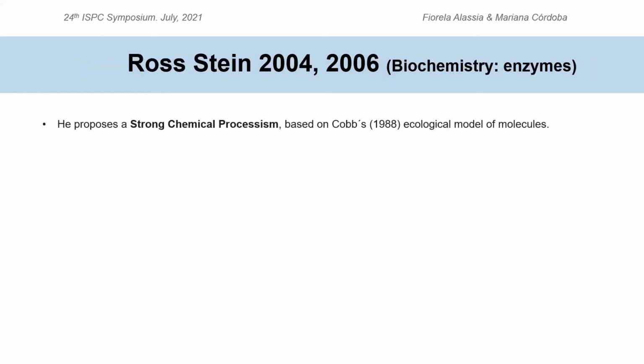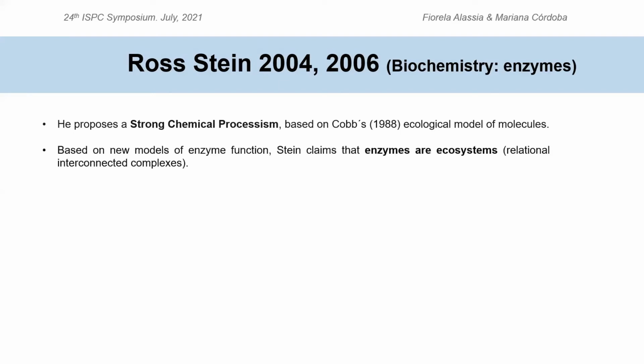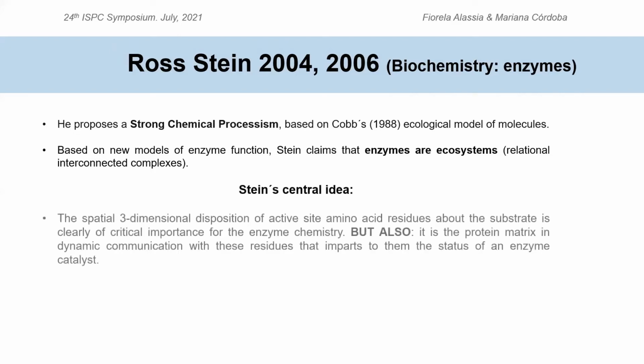We have also the work of Stein, who proposes a strong processism based on Cobb's ecological model of molecules. Based on new models of enzyme function, Stein claims that enzymes are ecosystems, relational interconnected complexes. His central idea is this: the spatial three-dimensional disposition of active site amino acid residues about the substrate is clearly of critical importance for the enzyme chemistry, but also it is the protein matrix in dynamic communication with these residues that imparts to them the status of an enzyme catalyst.